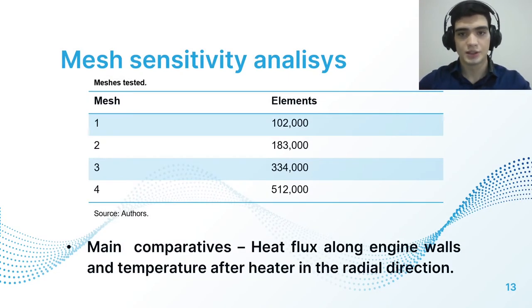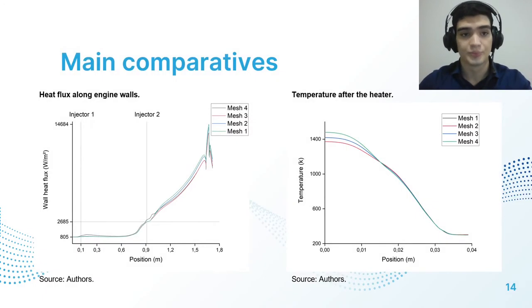The mesh sensitivity analysis was carried out by the comparison of 4 meshes with different refinements. The number of elements of each refinement can be seen on the table, and the main comparatives to choose the optimal mesh for the case were the heat flux along the engine walls and the temperature after the heater in the radial direction. In the main comparative results, we see that the lines of mesh number 3 and mesh number 4 are almost overlapped. Thus, mesh number 3 can be considered as the optimal mesh for the case.